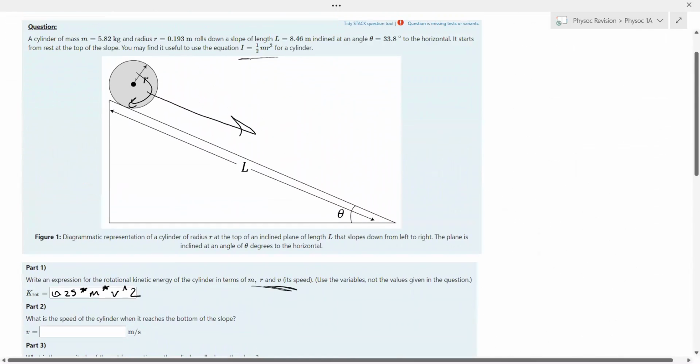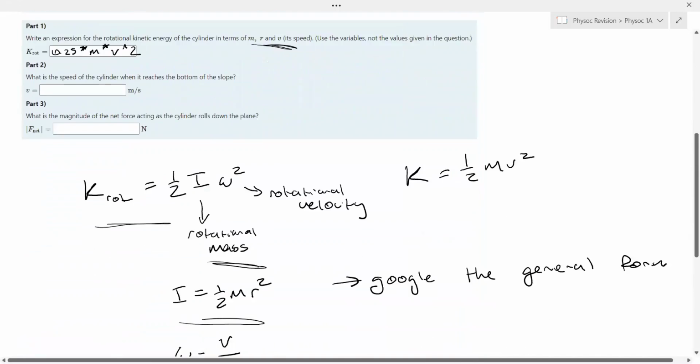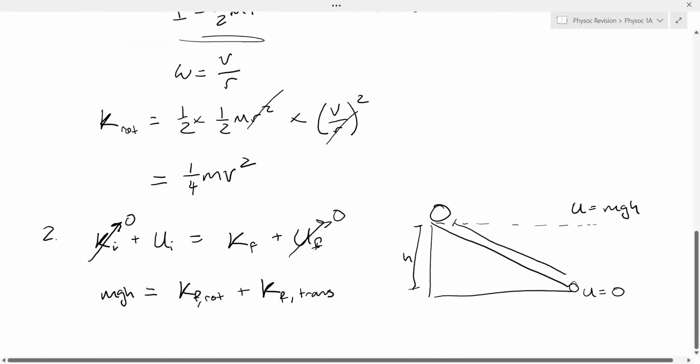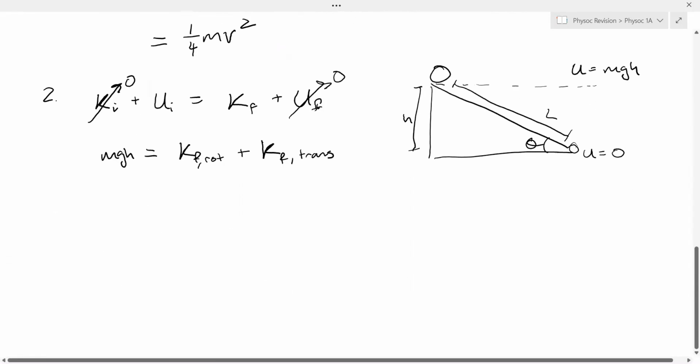And let's put in some of the dimensions here. So we have the length of the slope L, and we know this is angle theta. So our h value should be L sine theta. So this is going to be mg L sine theta.